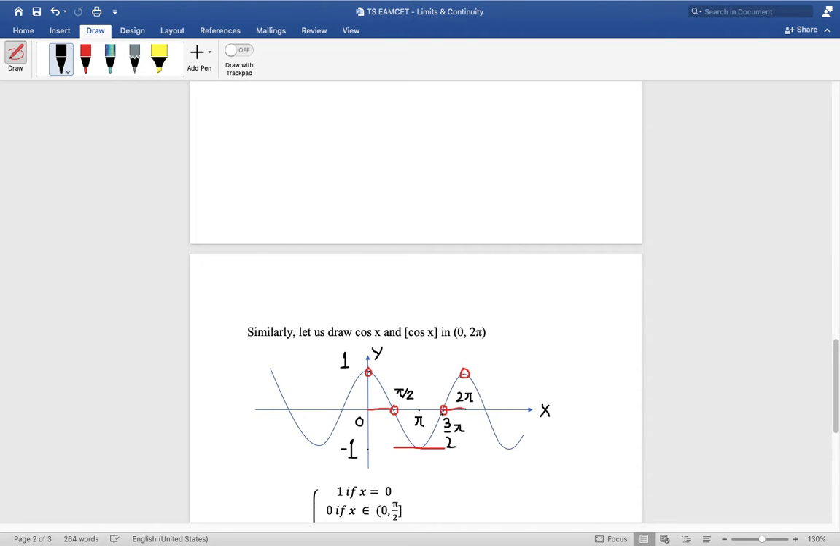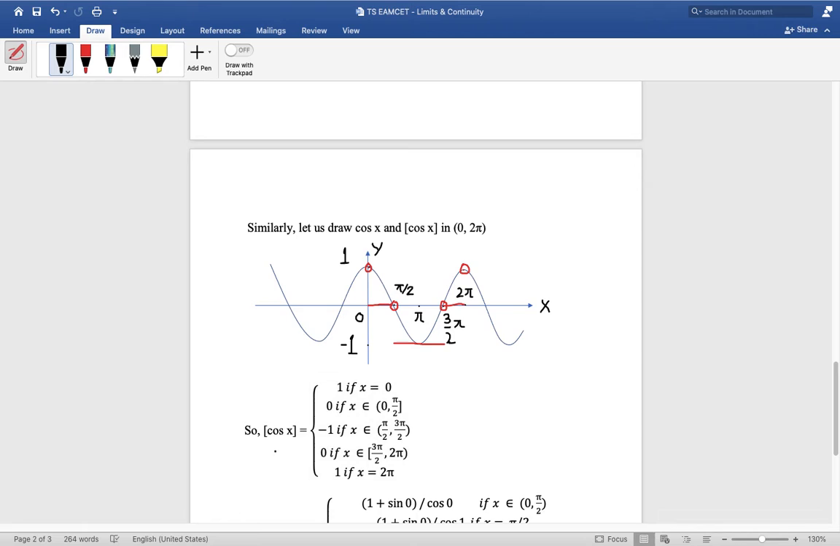When you reach 3 pi by 2, the value is 0, so the greatest integer function of 0 is 0. As soon as you cross 3 pi by 2 to the right, the value is very slightly positive, maybe 0.01, 0.02, 0.03, or 0.5, 0.99. All these values have a greatest integer function equal to 0, except when you reach 2 pi, it is again 1. Cos of 2 pi is 1, so the greatest integer function of 1 is 1. So this is the graph of the greatest integer function of cos x drawn in red.